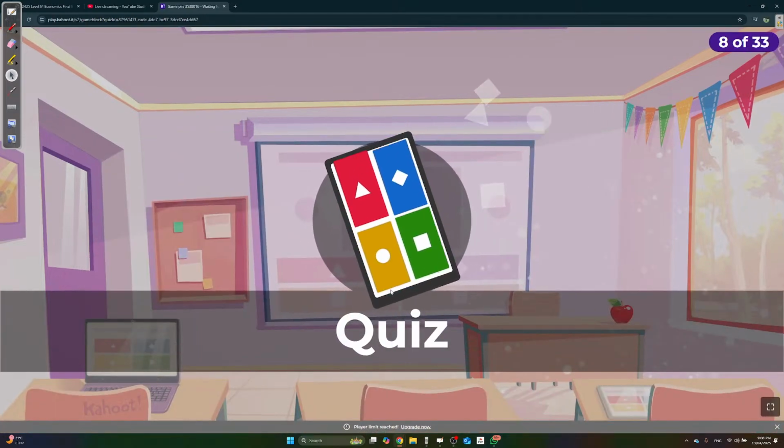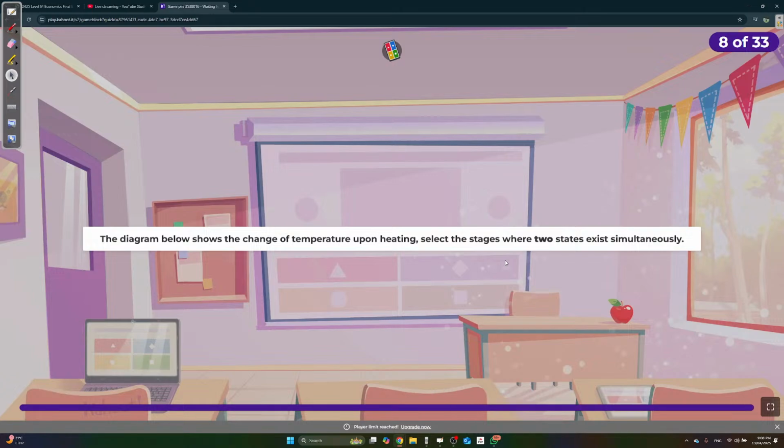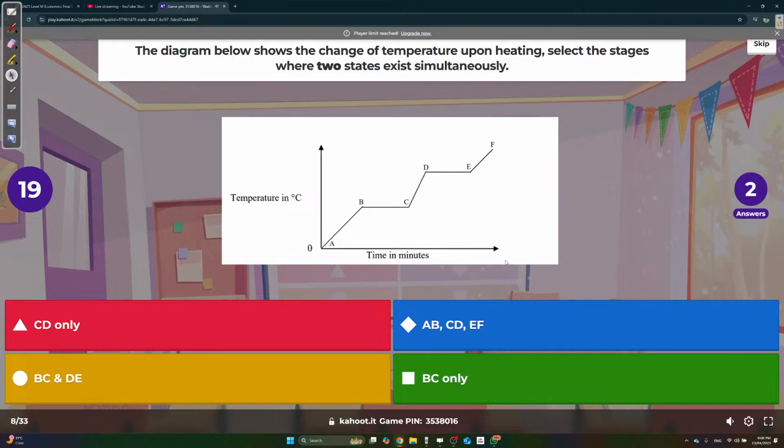Okay, next, guys. The diagram below shows the change of temperature upon heating. Select the stages where 2 states exist simultaneously. Okay, this is very easy. I think everybody should be able to. Okay, yeah. Yeah, nice. Okay, done.